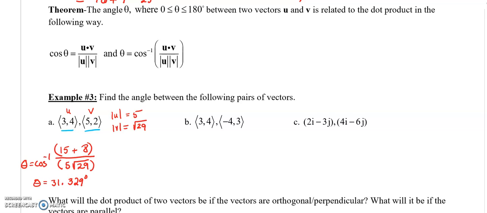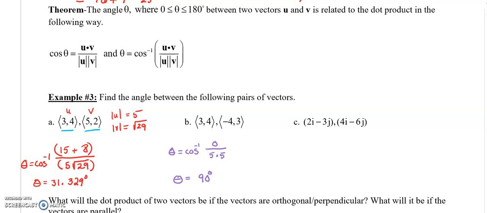Okay, so we still have in example 3, we have B and we have C. I want you to pause this video and work through just B, not C, and then we'll come back and we'll check your answers. Okay, in example B, we can see that theta equals cosine inverse of 0 over 5 times 5. You should not need a calculator to find out that that equals 90 degrees. Let's move on to C.